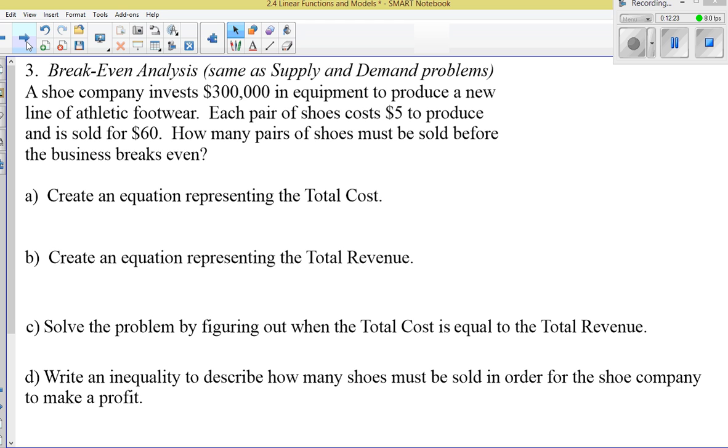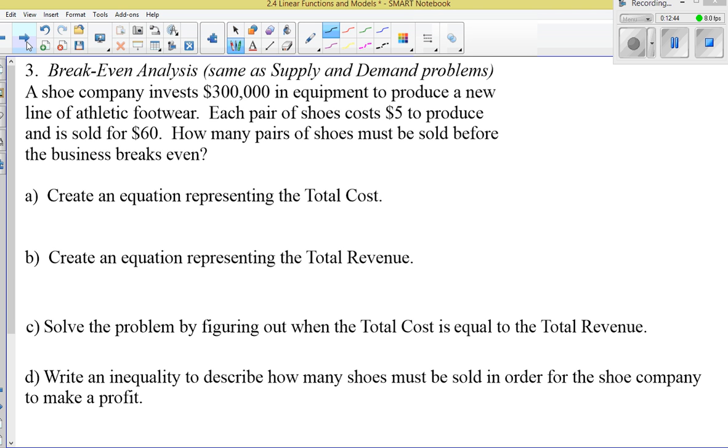All right, the next piece is break-even analysis. It's the same as our supply and demand problems. A shoe company invests $300,000 in equipment to produce a new line of athletic footwear. Each pair of shoes costs $5 to produce and is sold for $60. How many pairs of shoes must be sold before the business breaks even?